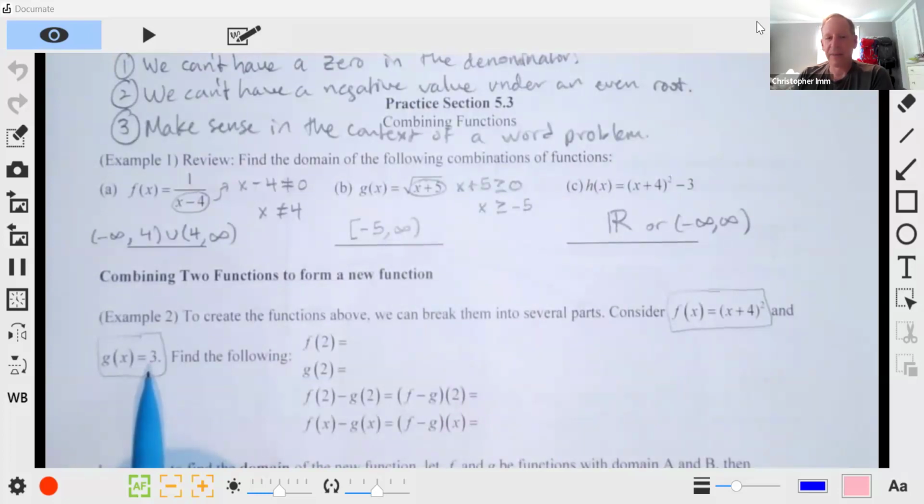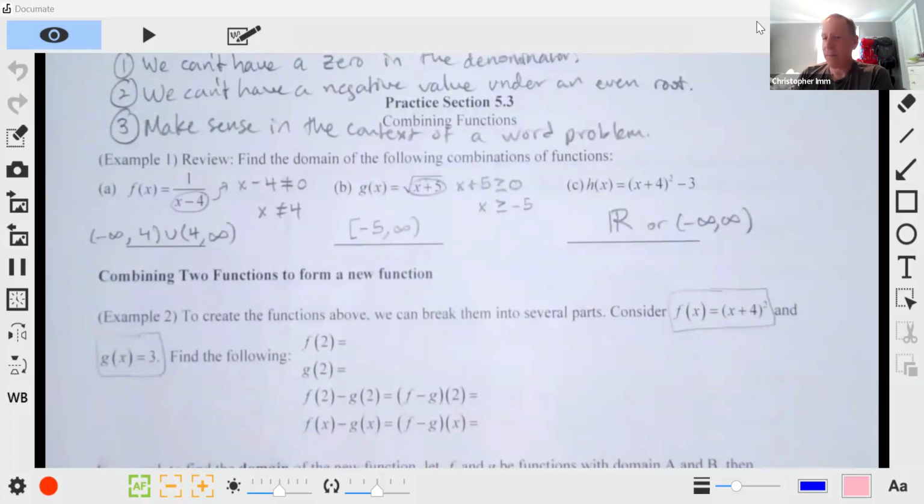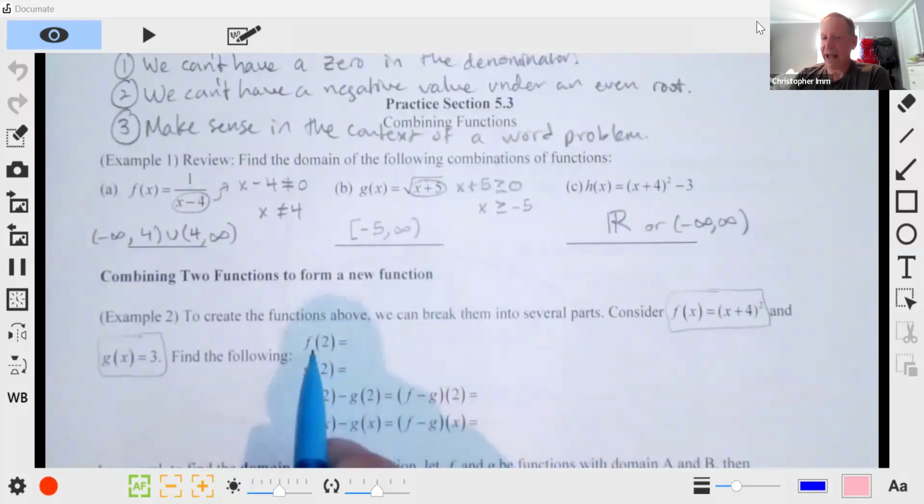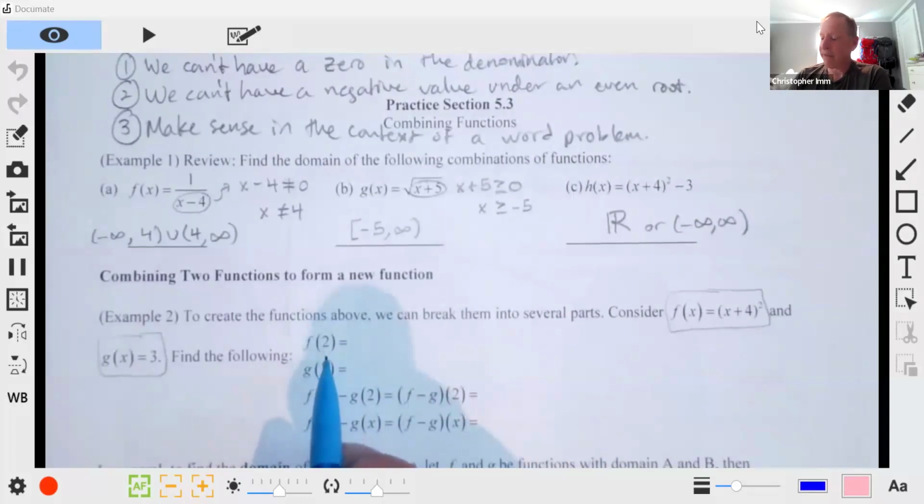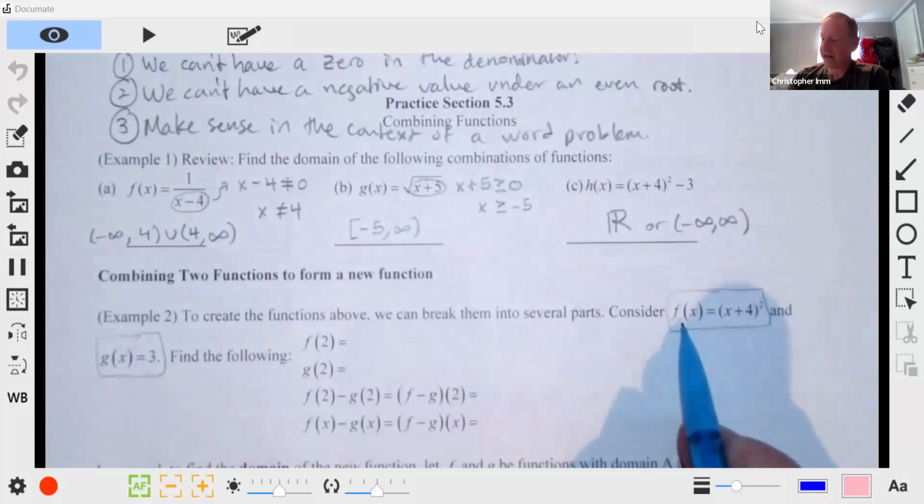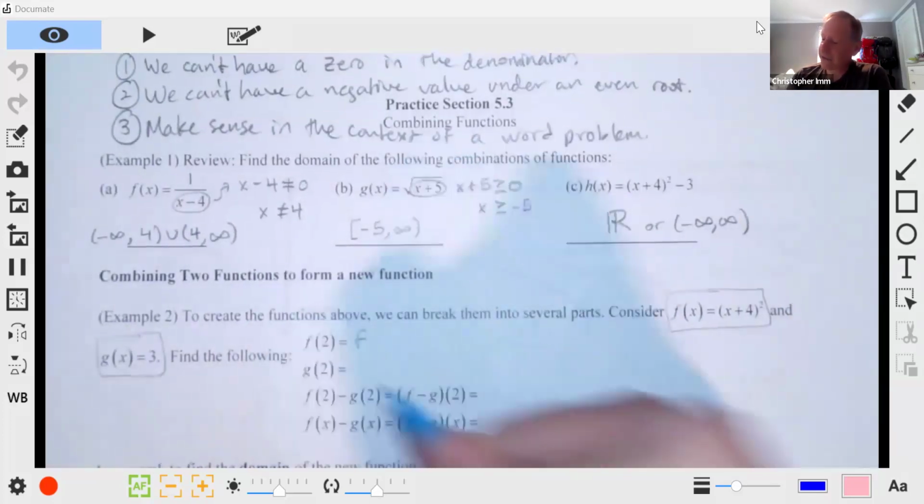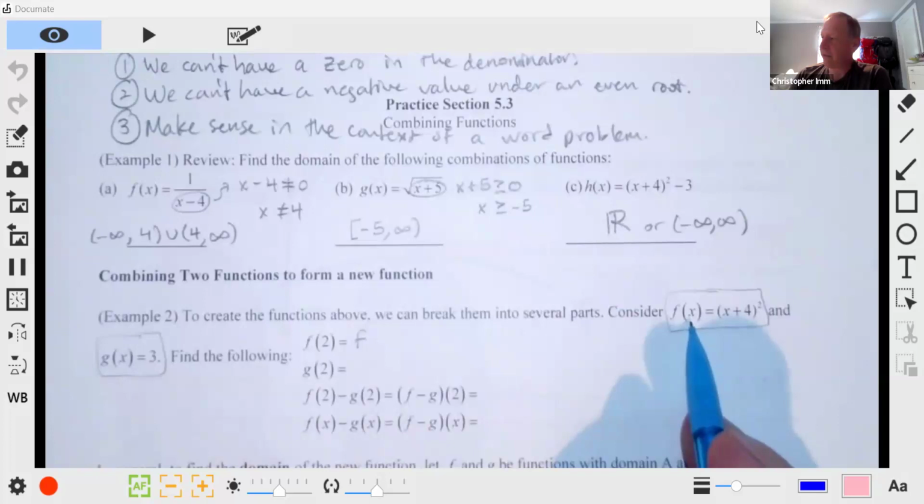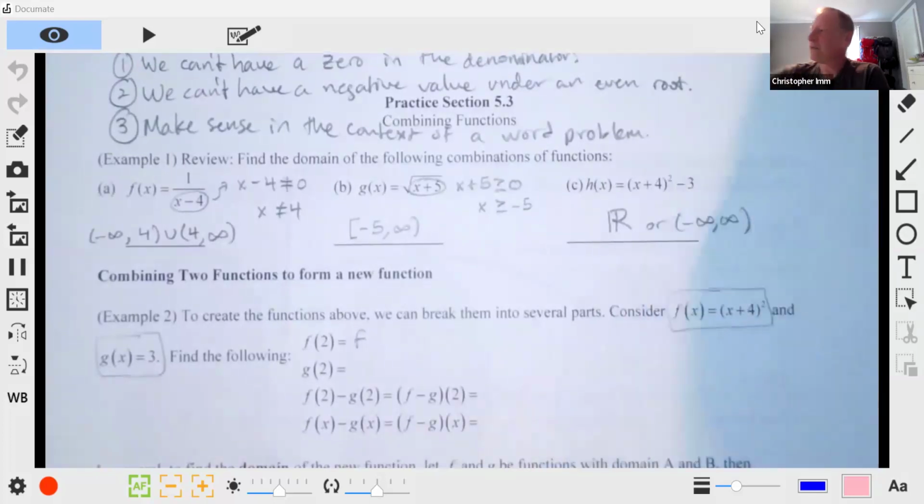We can actually combine a new function by adding and subtracting, multiplying, dividing, taking compositions of these. The first thing we're going to do is go ahead and evaluate f at 2. So we're looking at evaluating functions at points. I go to my f function here, and f of 2 says wherever I see an x, I'm going to plug in the value of 2.